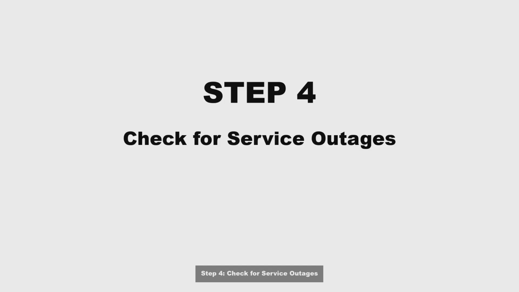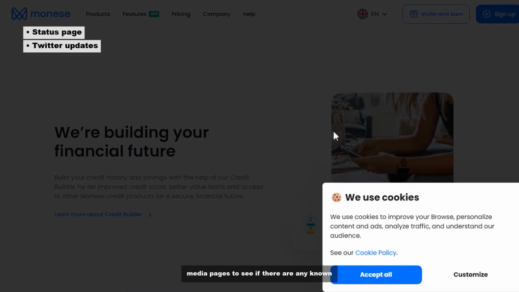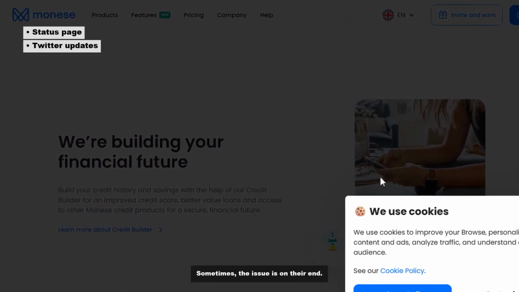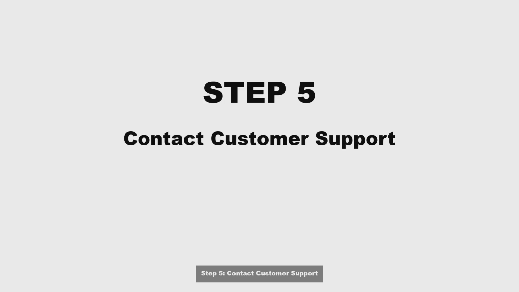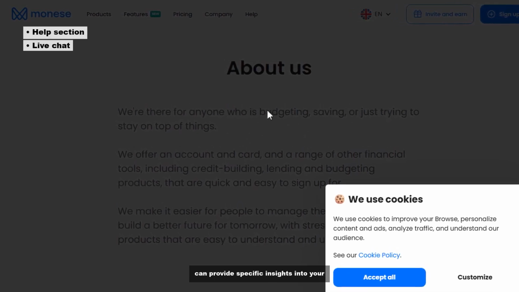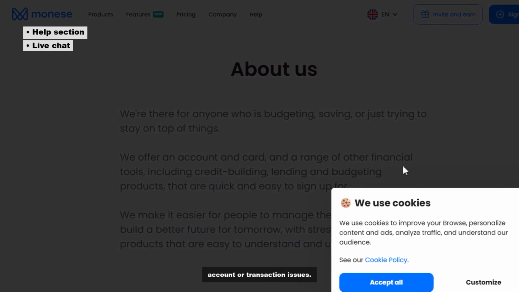Step 4. Check for service outages. Visit the Monese website or their social media pages to see if there are any known service outages affecting payments. Sometimes the issue is on their end. Step 5. Contact customer support. If none of the above steps work, reach out to Monese customer support for assistance. They can provide specific insights into your account or transaction issues.